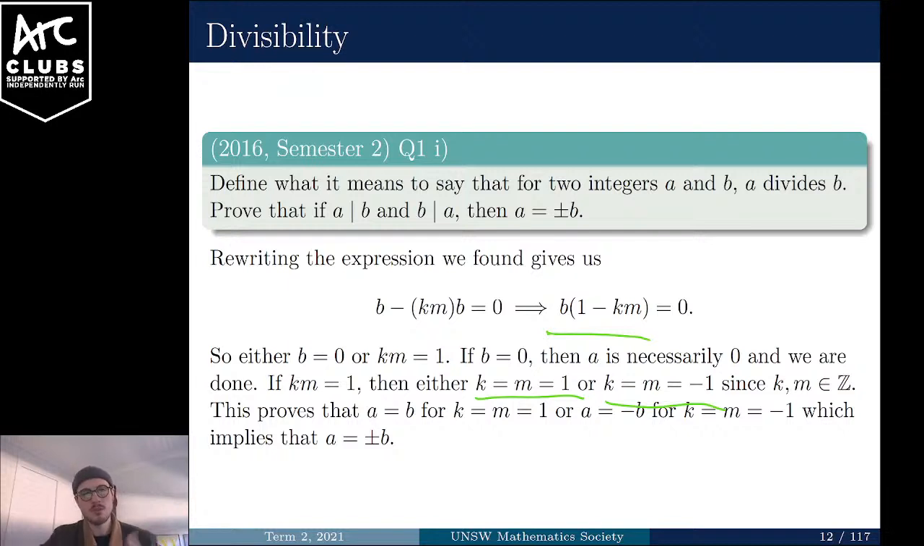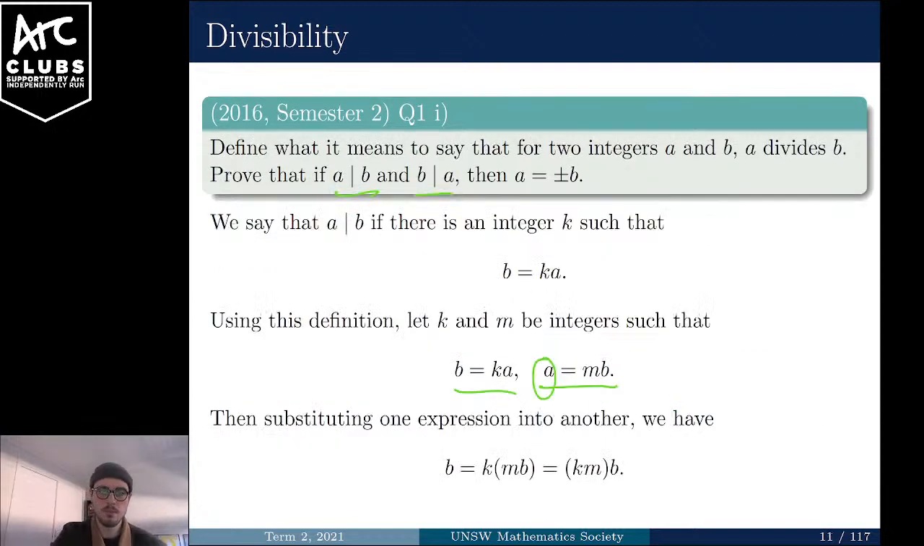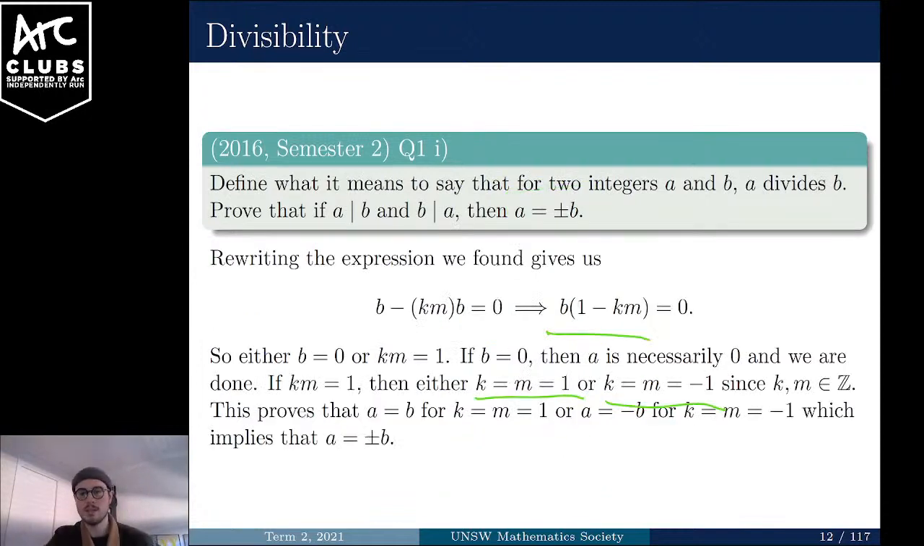But then if we follow these two cases through, if we look at the first case, if they're both 1, we can see that's 1, well then a is equal to b. And then if we look at the second case, if this one's minus 1, and this one's minus 1, then a is equal to the negative of b. Right, so then we've proved that therefore this is true. So if we go down to here, it says here, which implies that a is equal to plus minus b.